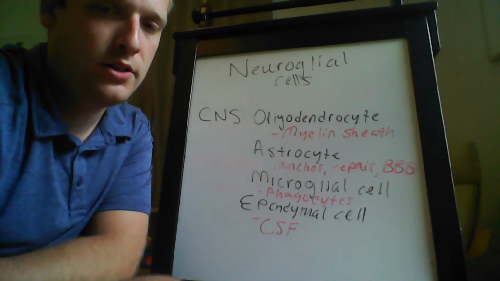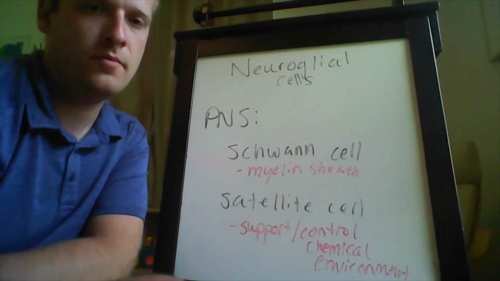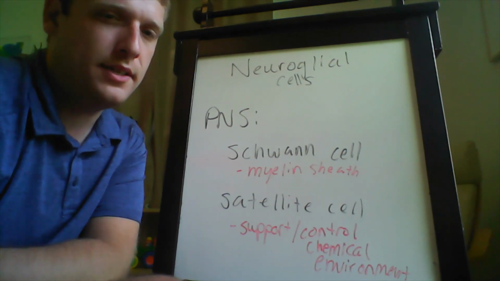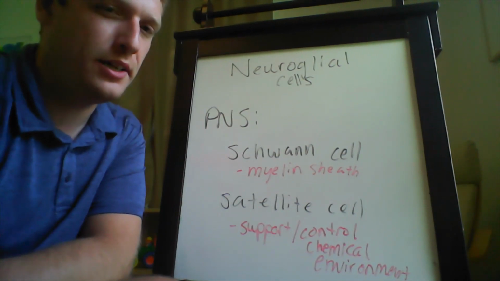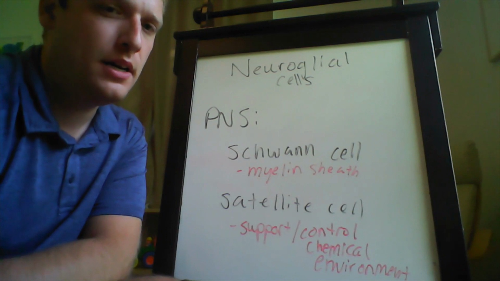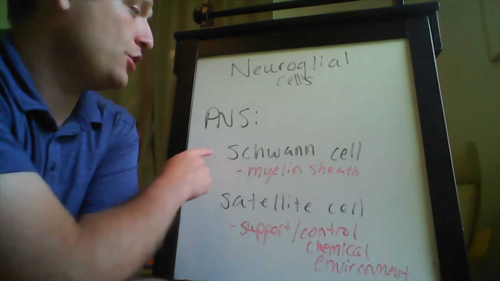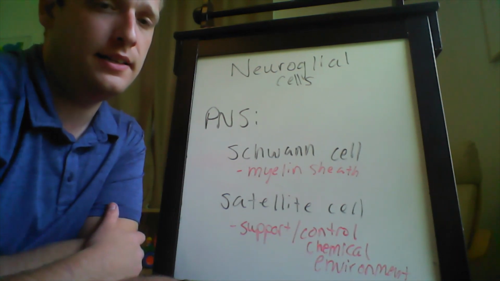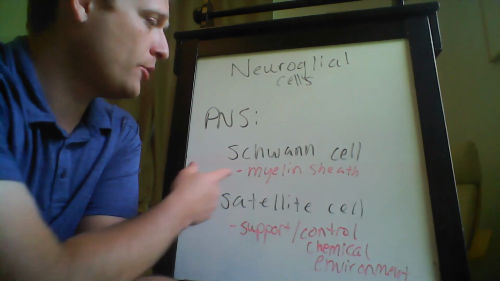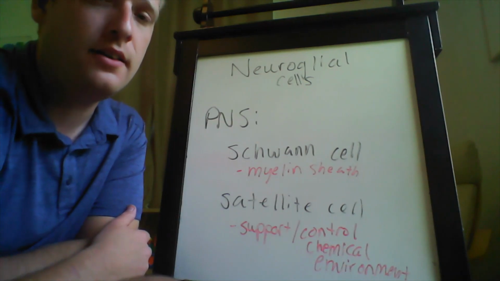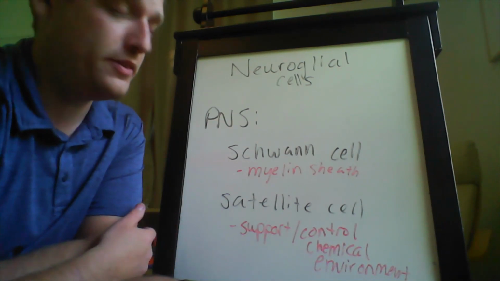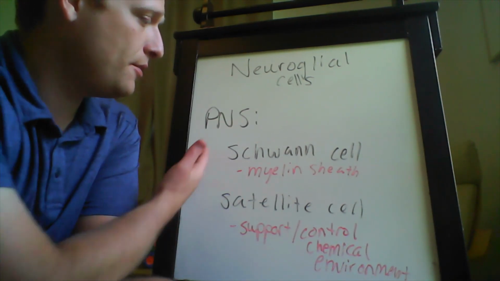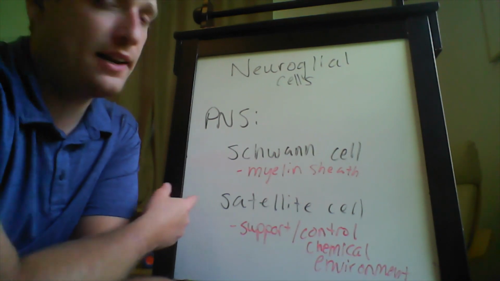So now we'll move on to the peripheral nervous system. In the peripheral nervous system, the set of neuroglial cells is a little more simple. There are only two types. There are the Schwann cells, which, like the oligodendrocytes in the central nervous system, are going to provide a myelin sheath in the peripheral nervous system. And aside from the Schwann cells, you've got the satellite cells.